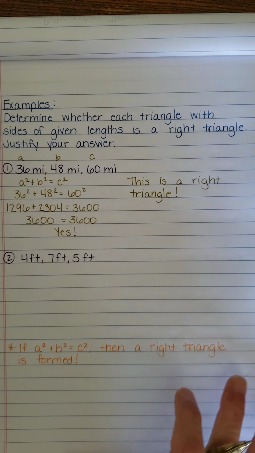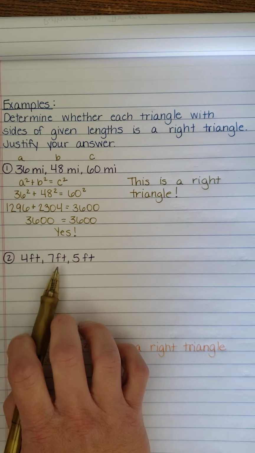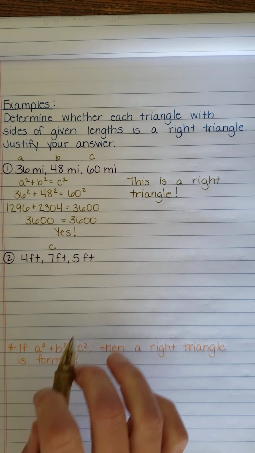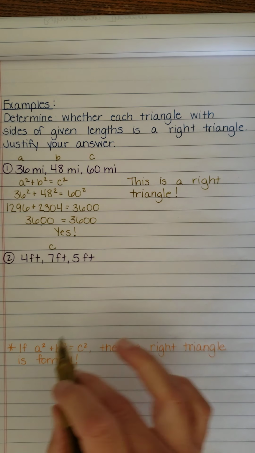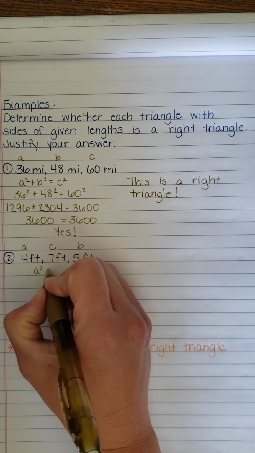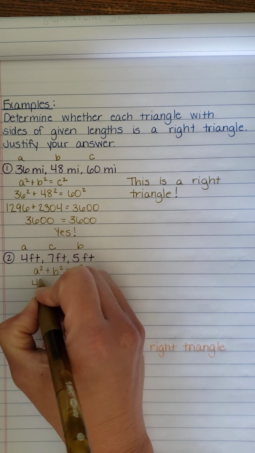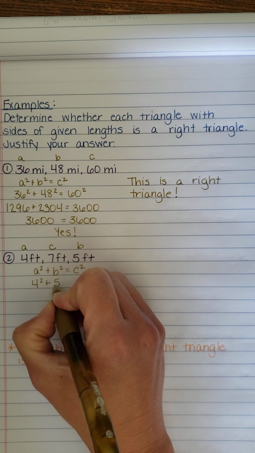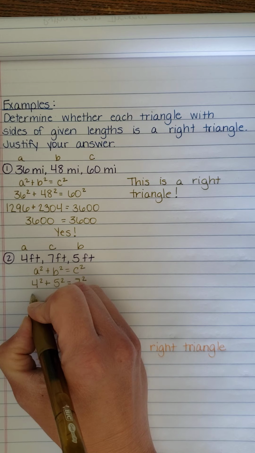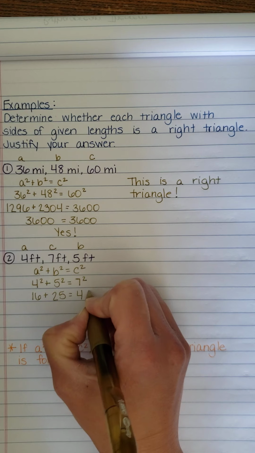All right, so your second example, I have 4 feet, 7 feet, and 5 feet. Well, 7 feet is the longest, so that has to be my hypotenuse. And then I have 4 and 5, so it does not matter which one of those you pick to be A and B. So again, the Pythagorean theorem is a squared plus b squared equals c squared. So for A, we had 4, B, 5, and C, we had 7. So 4 squared is 16, 5 squared is 25, 7 squared is 49.